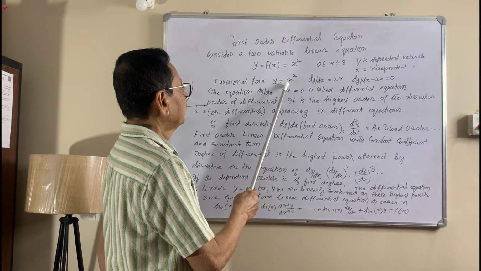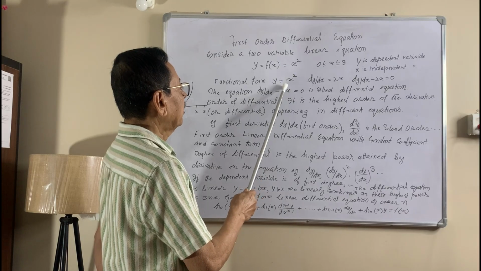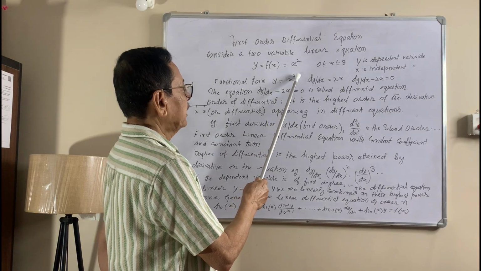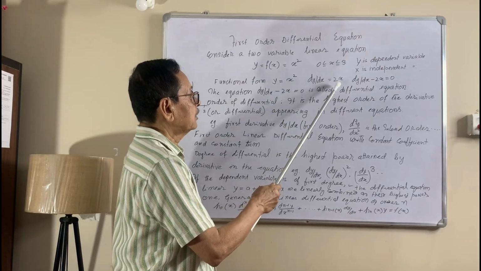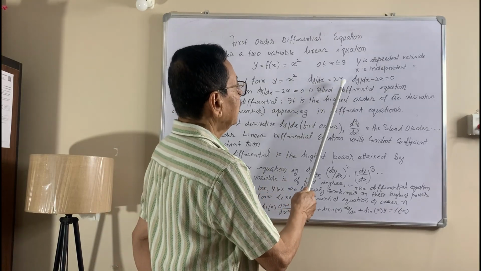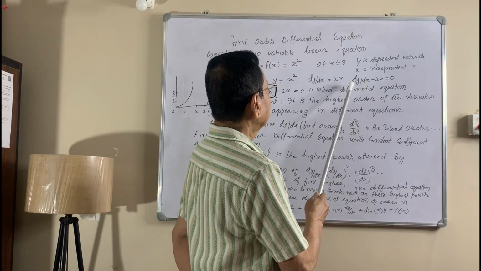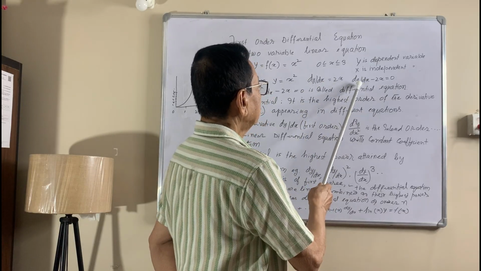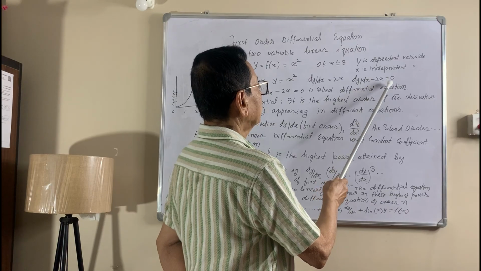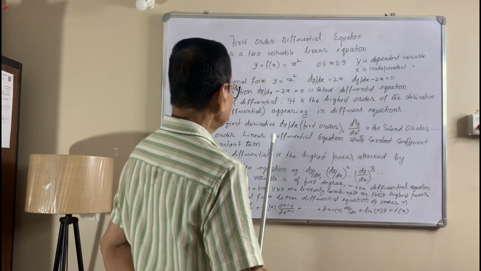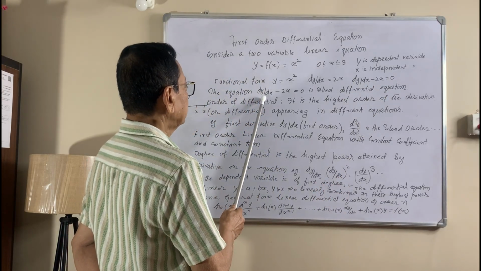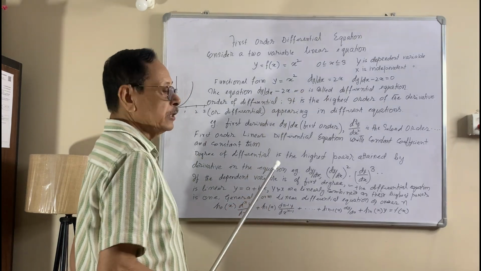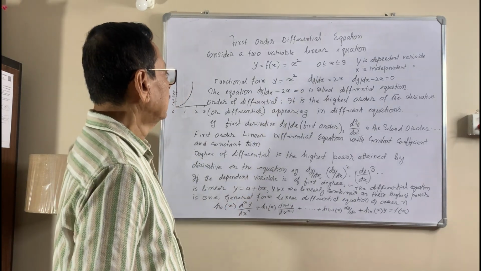The power multiplied by the coefficient, then the variable to the power minus 1. So this is 2x. So if we transfer 2x towards the left side, dy by dx minus 2x is equal to 0. Now this equation, dy by dx minus 2x is equal to 0, is called a differential equation.